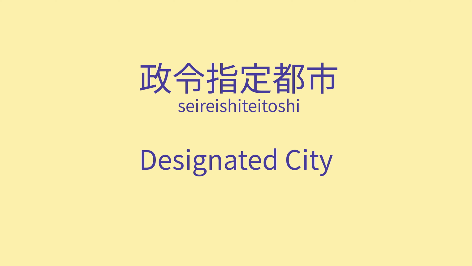Cities can become what's called seirei shite toshi, or designated cities. These are cities that typically have 500,000 inhabitants or more.